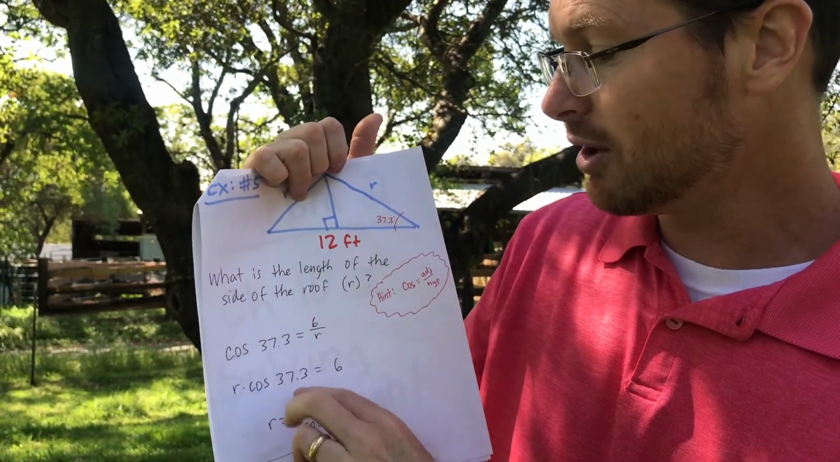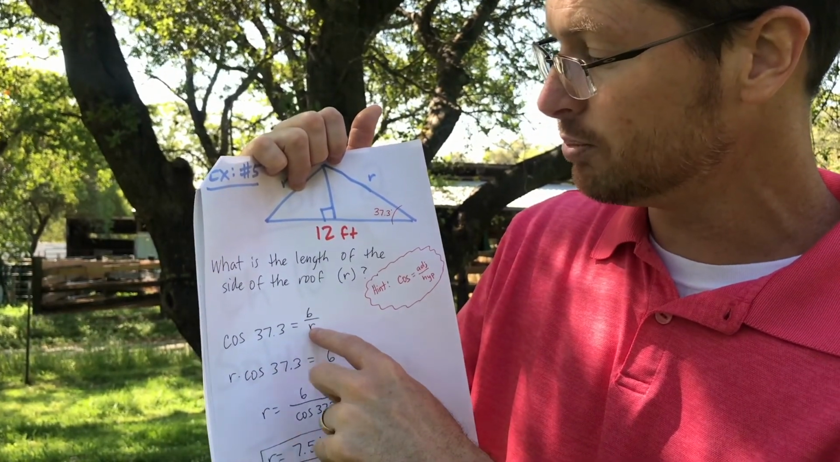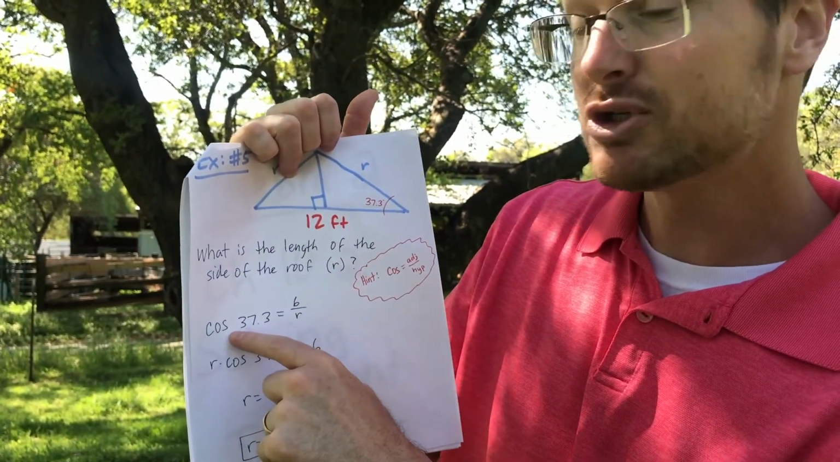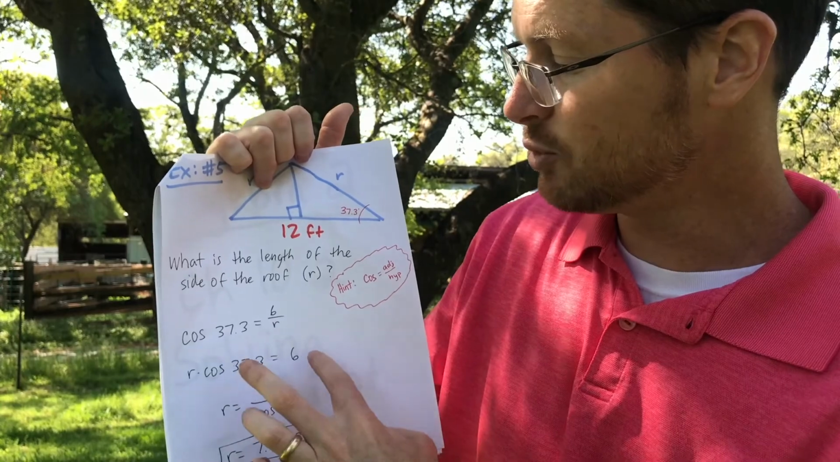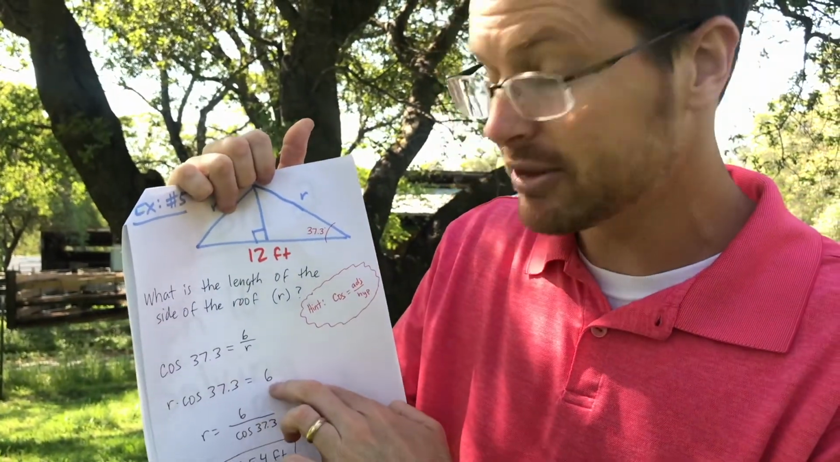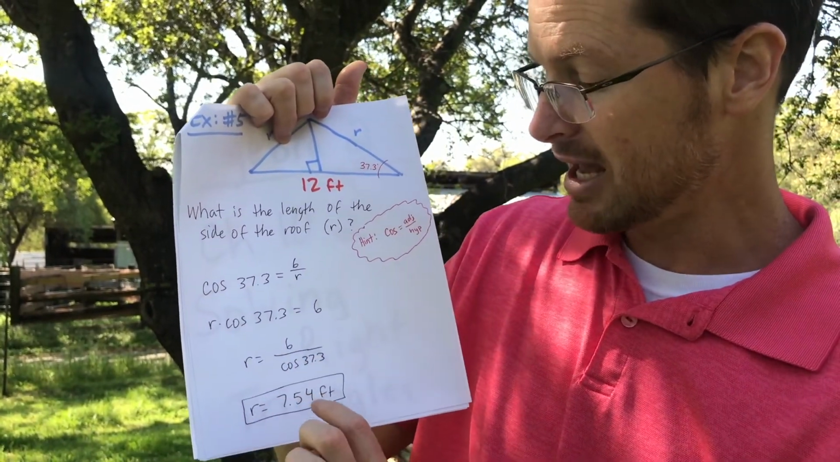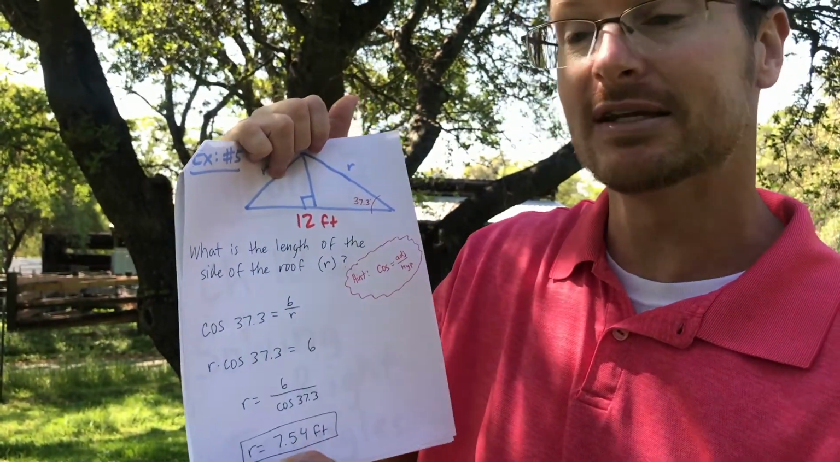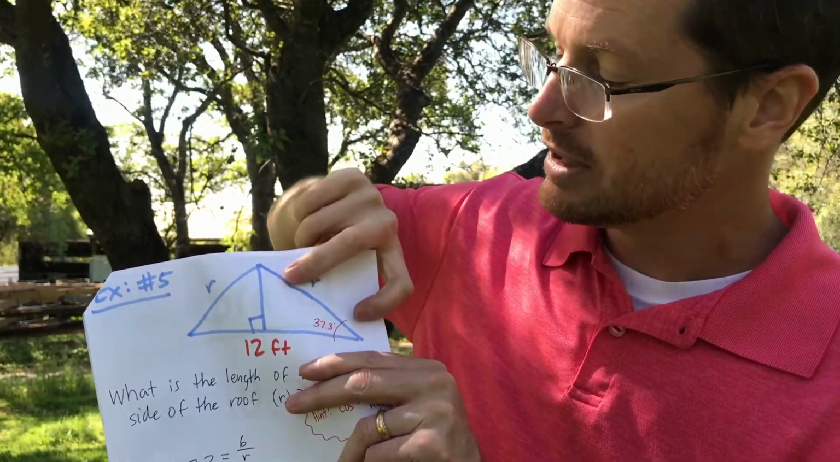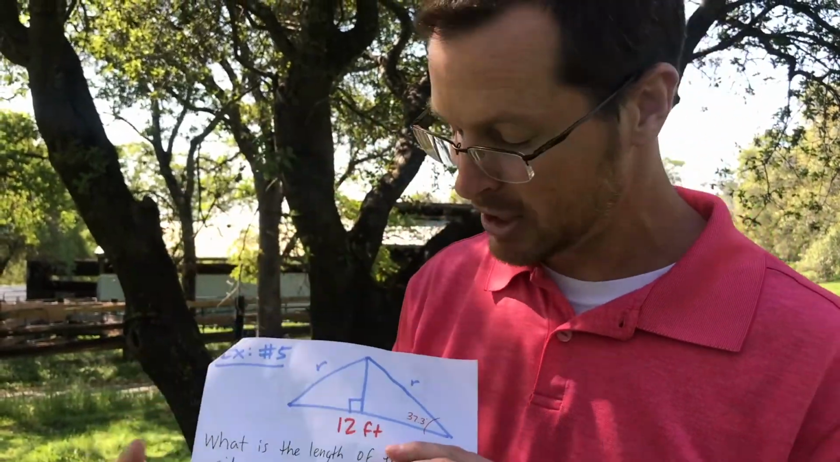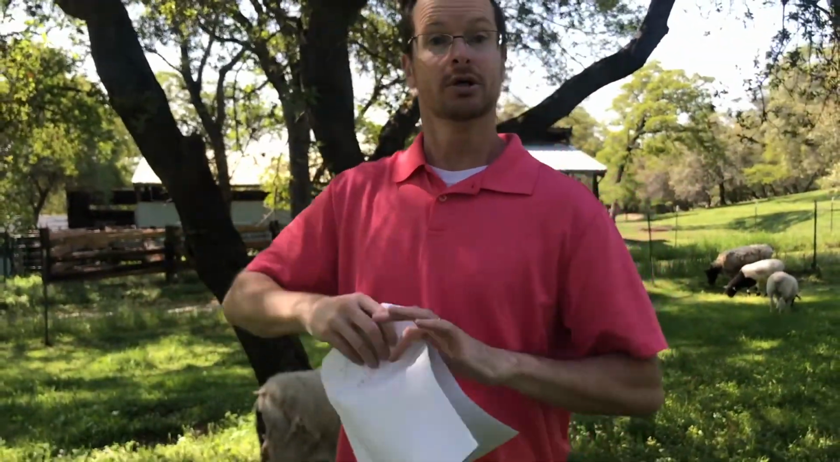And so if I want to solve this one, I want to get R by itself. So I cross-multiplied. R times cosine of 37.3 is 6 times 1, so I get this. And then when I divide by the cosine of 37.3, I'm going to get this right here. 6 divided by the cosine of 37.3, and I end up with 7.54 feet is my R. That is my roof distance there and there, because it's the same. And with that, land it out.